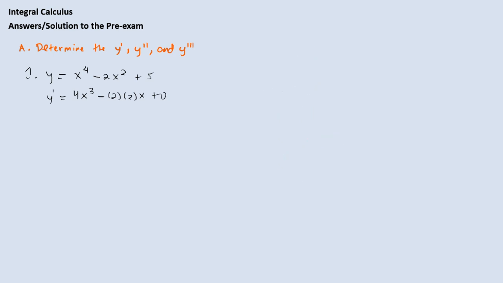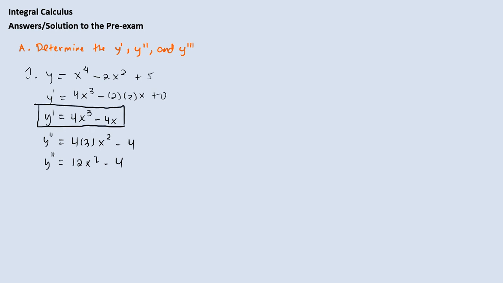Okay? So simplify natin. Y prime becomes 4x cubed minus 4x. So that's it. Now, the y double prime. Y double prime becomes 4 times 3x squared minus 4. So, simplify, we have 12x squared minus 4. So, we have y prime, okay? And then you have y double prime here.